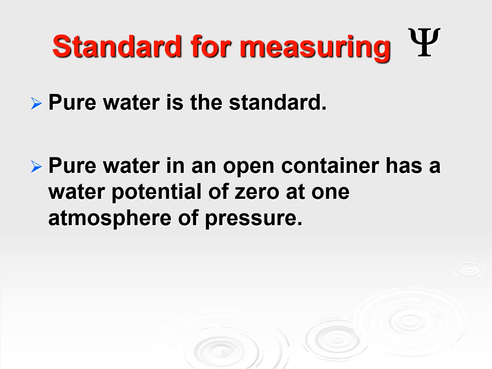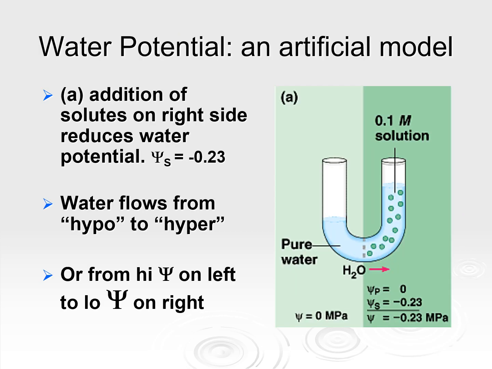So we start with that. Pure water in an open container at 1 atmosphere has a water potential of 0. So we say it has 0 megapascals of water potential.